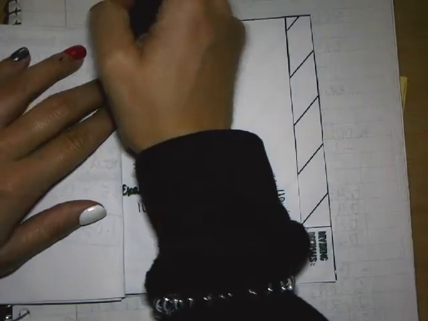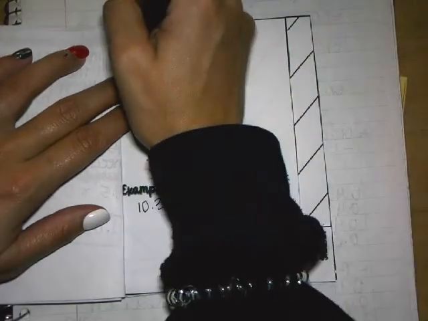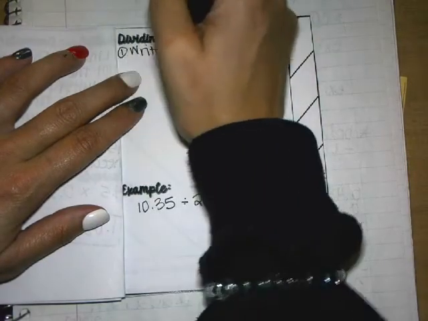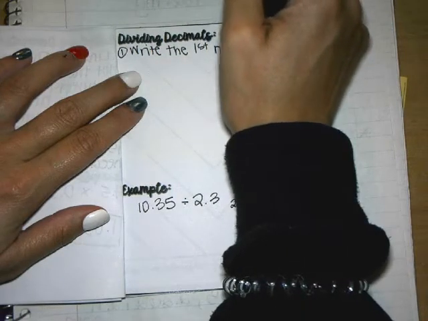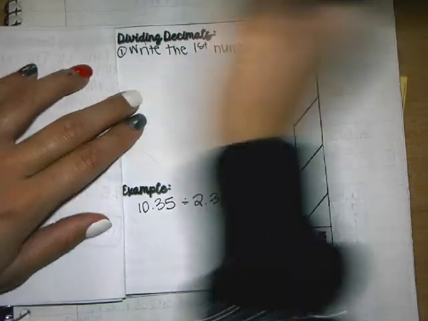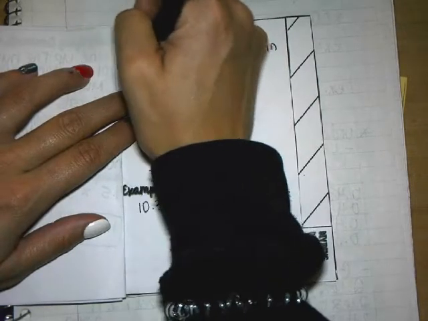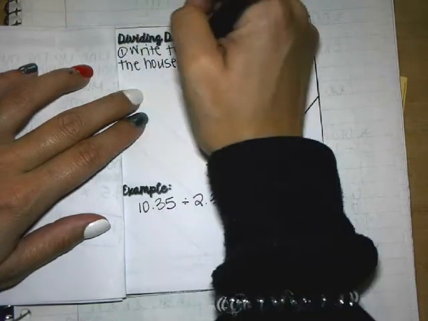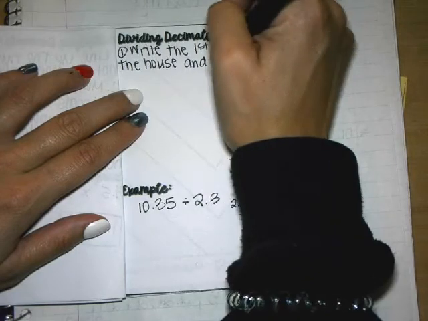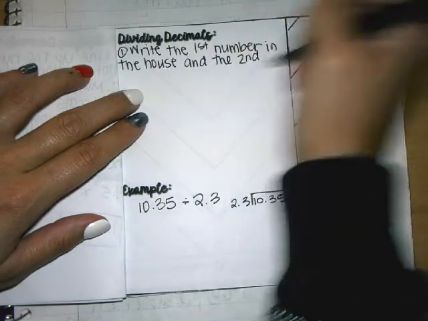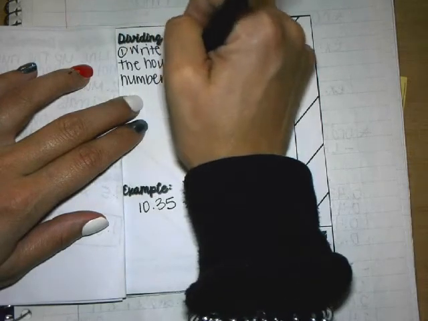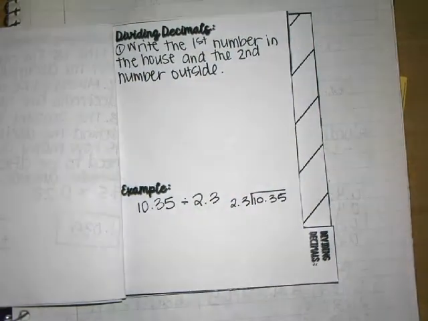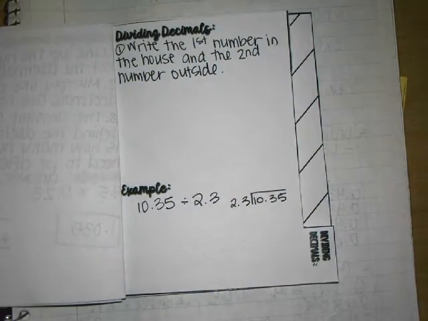So up above, let's write down our steps. Step 1. Write the first number in the house and the second number outside. So first number goes inside the house, second number goes outside the house.